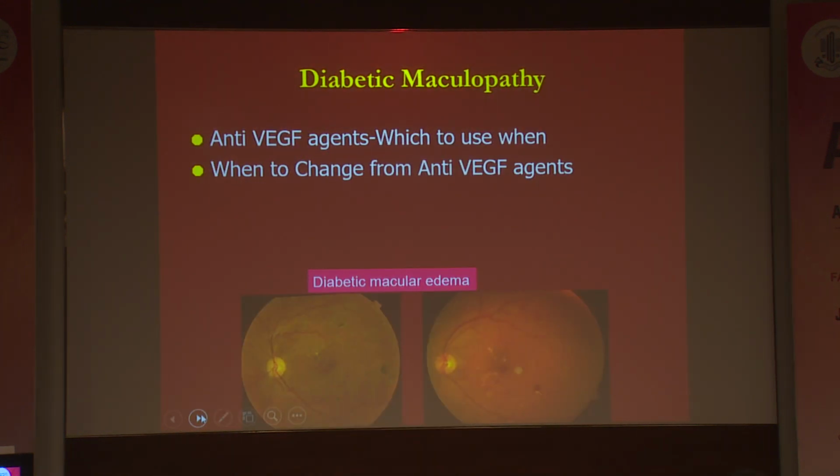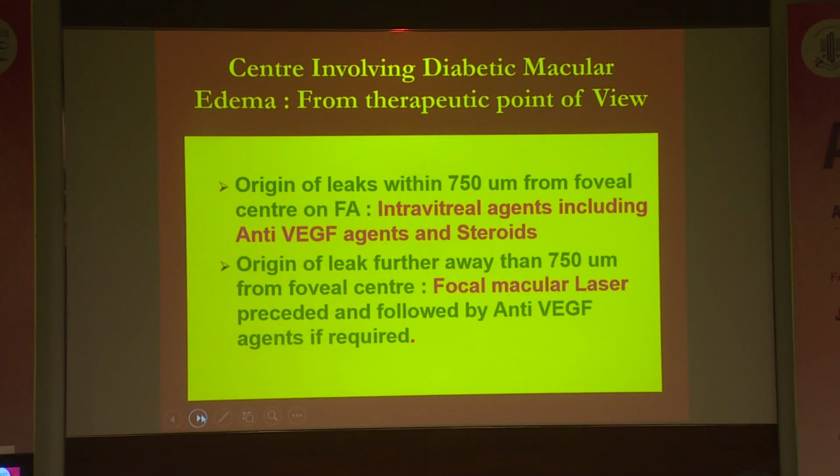Now the question is, which anti-VEGF to use when, and when to change anti-VEGFs in diabetic maculopathy. The first basic principle: if the origin of leaks in a patient with DME is more than 750 micron from the foveal center, this patient is amenable to laser, and you should use focal macular laser preceded and followed by anti-VEGF treatment if required. But if the leaks are within 750 micron from the foveal center, then you use pharmacotherapy with anti-VEGF agents and steroids.